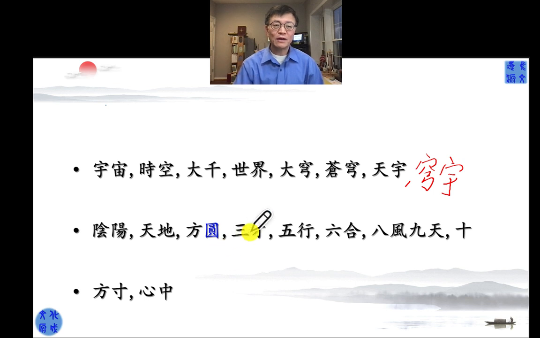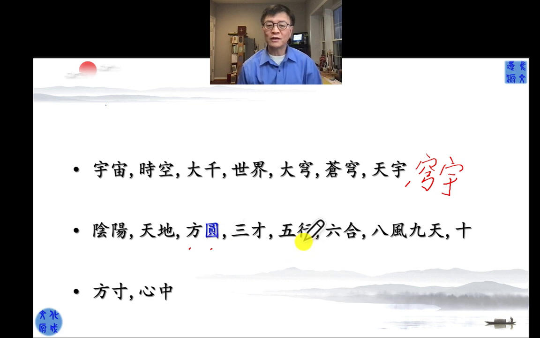Ancient Chinese believed the sky and heaven is like a circle, like a ball. It's round, R-O-U-N-D, but the ground, earth, is flat. So Fang has a meaning of square and also a meaning of flat. Fang Yuan is another way of talking about Tian Di, only you put Di first and Tian second. This one, Tian first, Di second, right? San Cai, Tian Di Ren, remember?